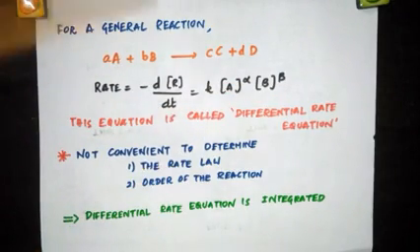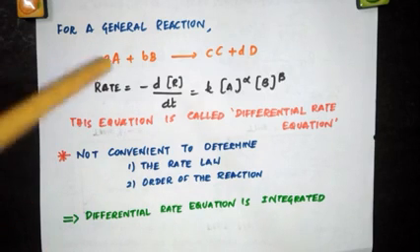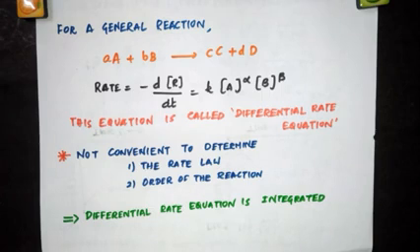This equation is called the differential rate equation. This form of the equation is not convenient to determine the rate law and hence the order of the reaction, because here we are actually using instantaneous rate. And we know instantaneous rate has to be determined from the slope of the tangent at time t in the graph of concentration versus time. This measurement is not only inconvenient but also lacks accuracy quite often.